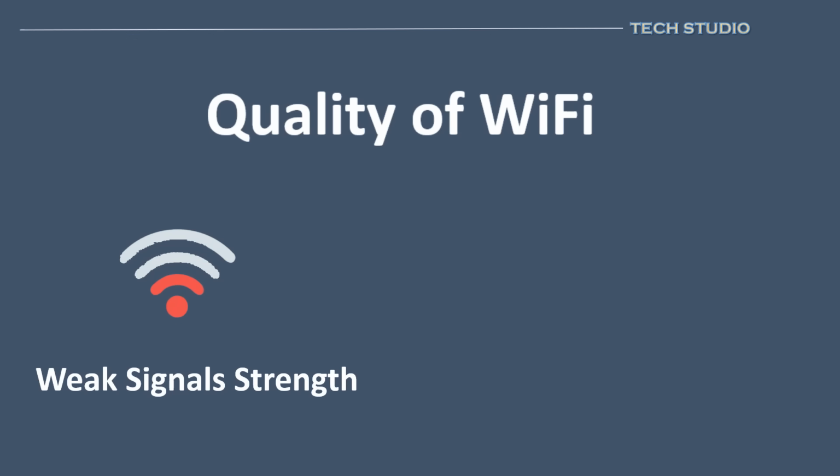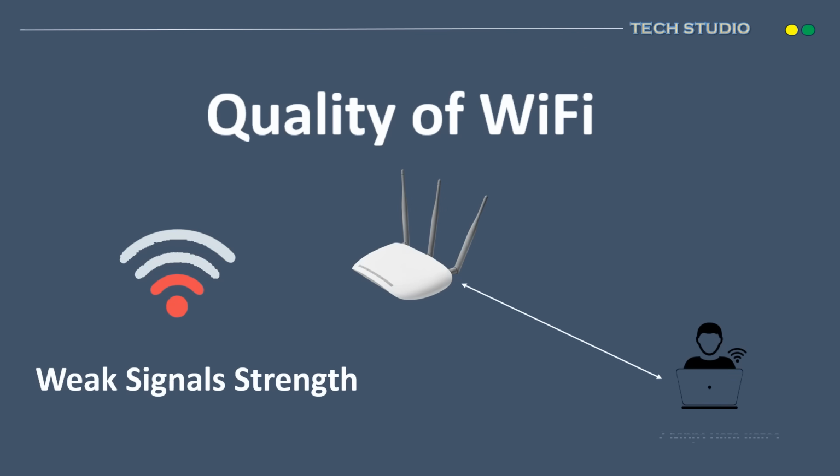Several criteria can contribute to weak Wi-Fi signals. One common issue is when Wi-Fi endpoints are positioned at a significant distance from the access point. However, in some cases, even when you are close to the access point, your signal strength may still be low.